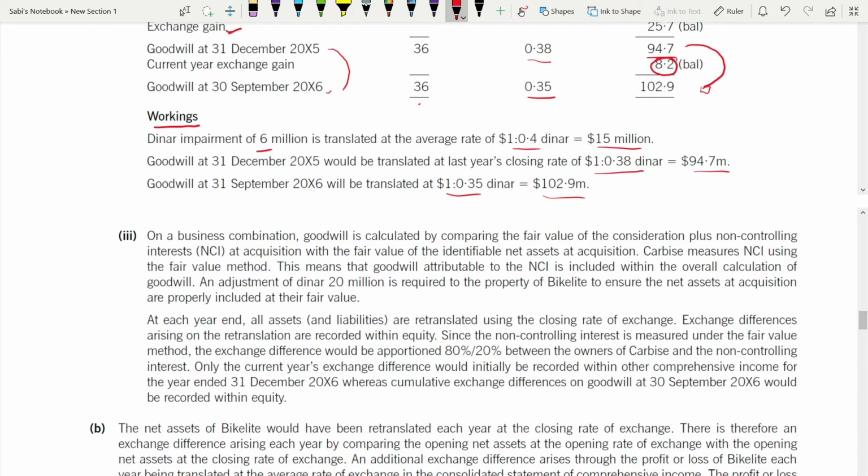Correct? It is in the case study also, they told. So this means that goodwill attributable to the NCI is included within the overall calculation of goodwill, because of fair value, no? Fair value means goodwill for NCI will also be there in that goodwill. So an adjustment of 20 million, that is fair value of net assets, is required to the property of Bikelight to ensure the net assets at acquisition and property are included at their fair value.